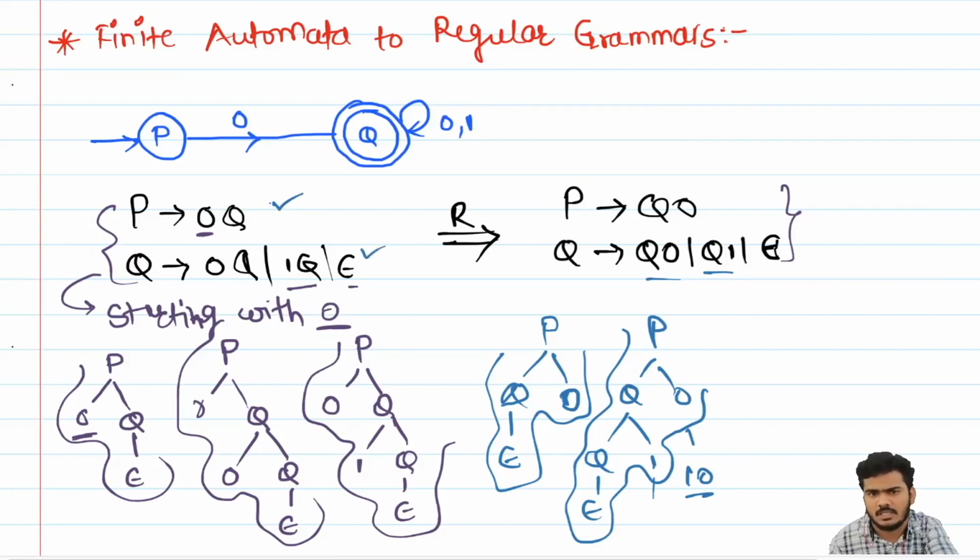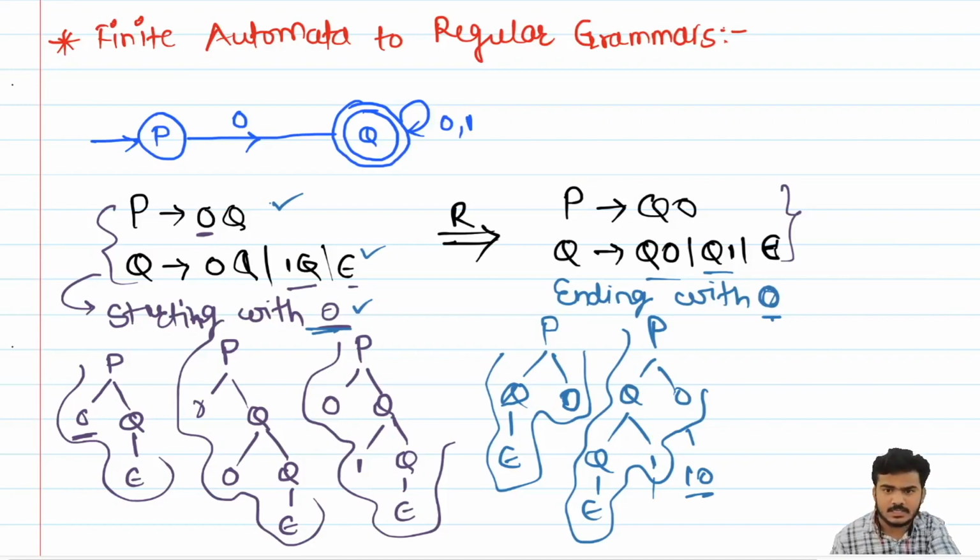Now we can say that by using this grammar, that is the right linear grammar, we are getting the language that is starting with 0, but when we are reversing it we are getting the grammar which produces the language that is ending with 0, ending with 0.